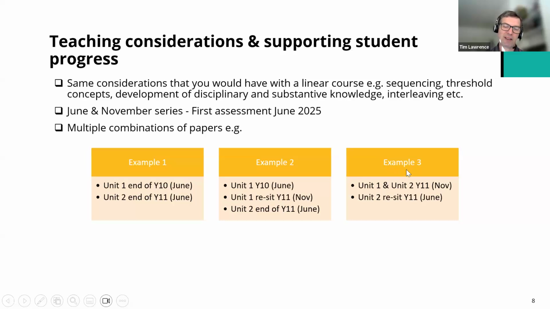And example 3 is an interesting, slightly different approach where you might decide to deliver the whole course and finish it ready for exams in November. And of course, you would probably take this option if you had a school year that ran from January to November. But then you could have resit opportunities for Unit 2, or both units for that matter, the following June, and you could offer some targeted teaching for those that needed it.